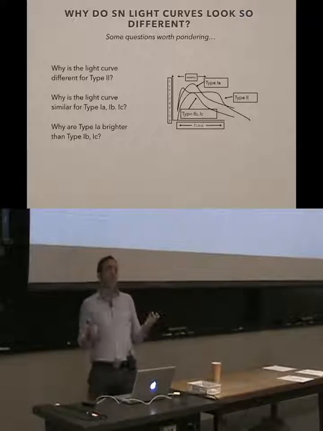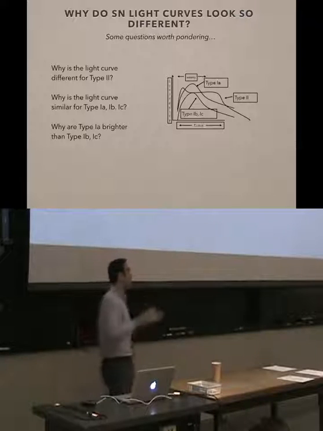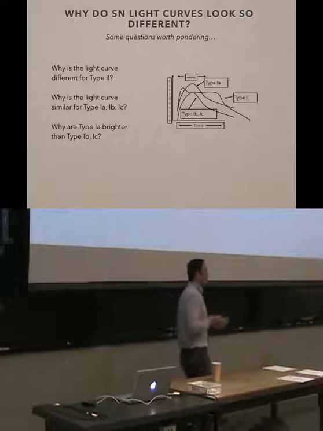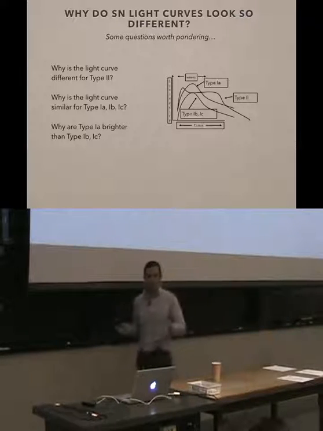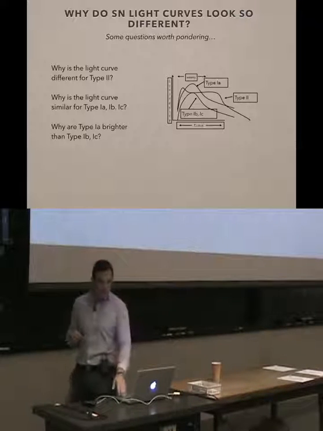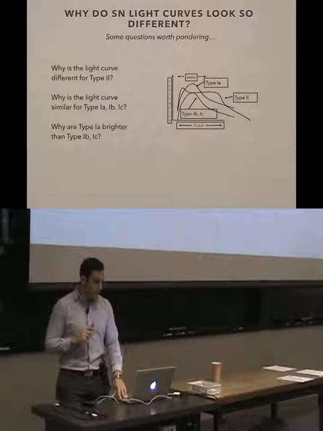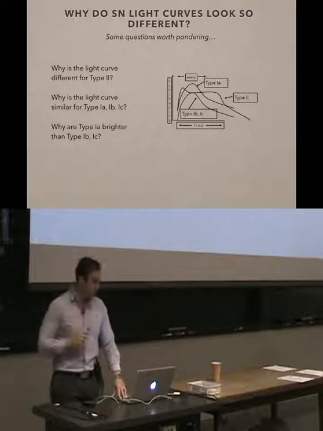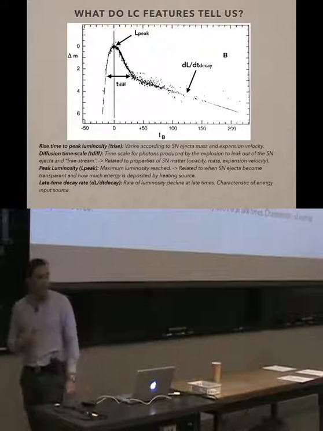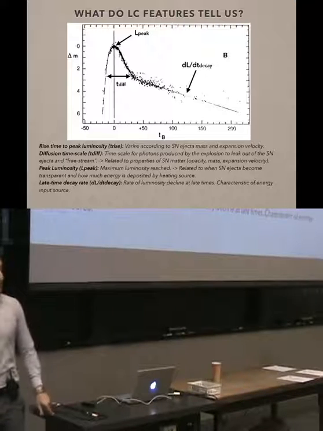And in general, you can ask an even broader question: why are type 1a supernovae always brighter than type 1b, type 1c core collapse supernovae? Except if we're talking about superluminous supernovae, which is a topic we're going to come to in lecture number 8. So let's talk about what the features of these light curves can tell us.